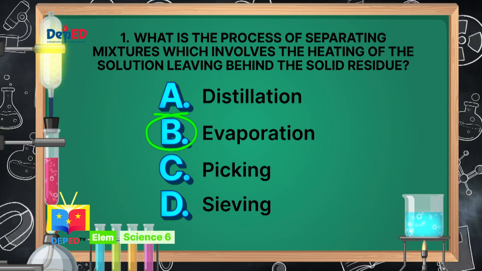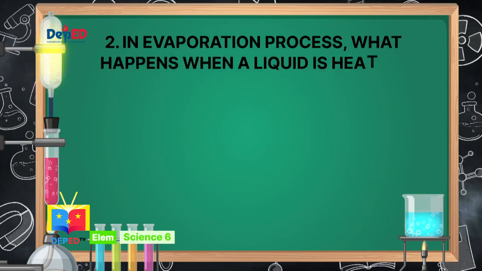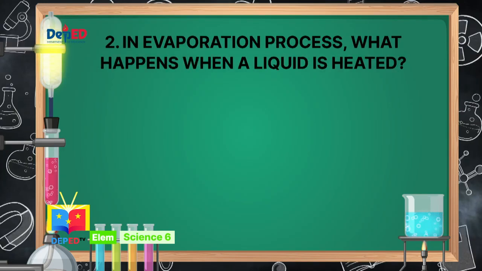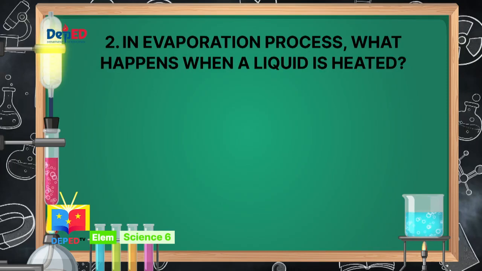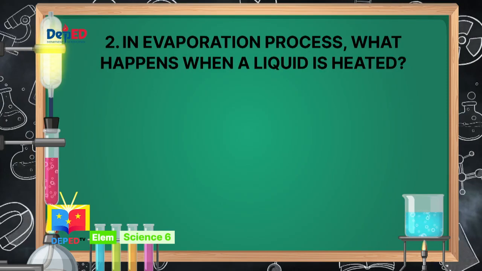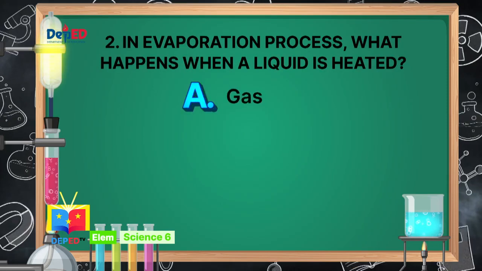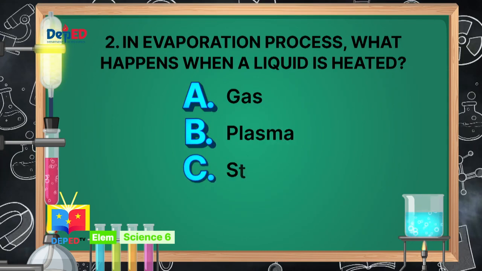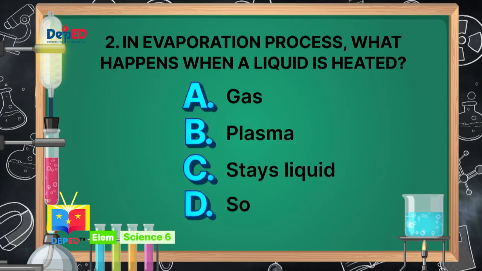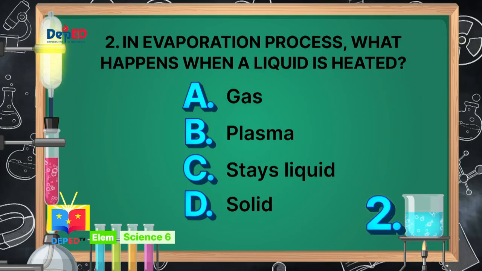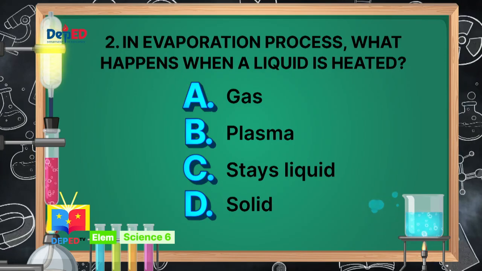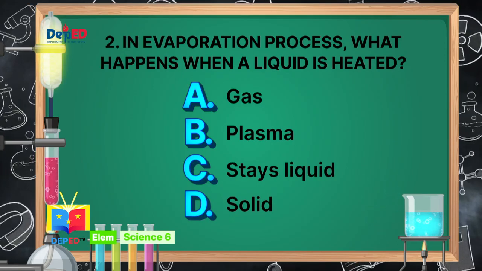Evaporation. Number 2. In evaporation process, what happens when a liquid is heated? A. Gas. B. Plasma. C. Stays liquid. Or D. Solid. The correct answer is A.